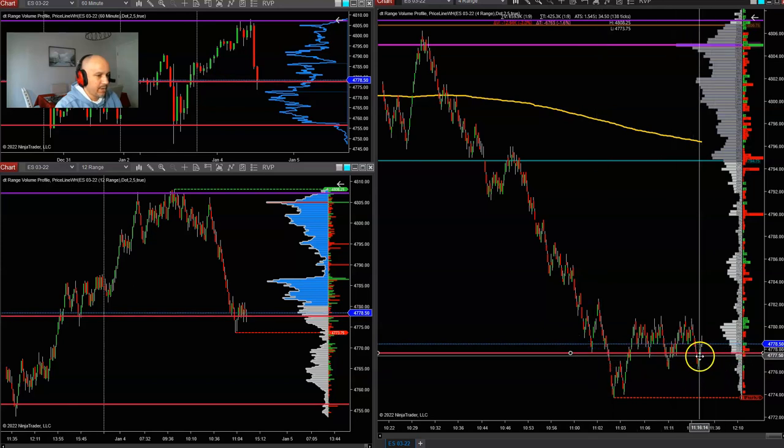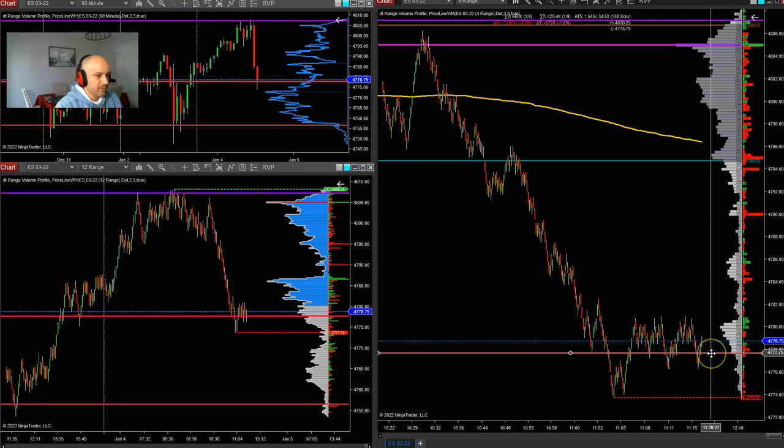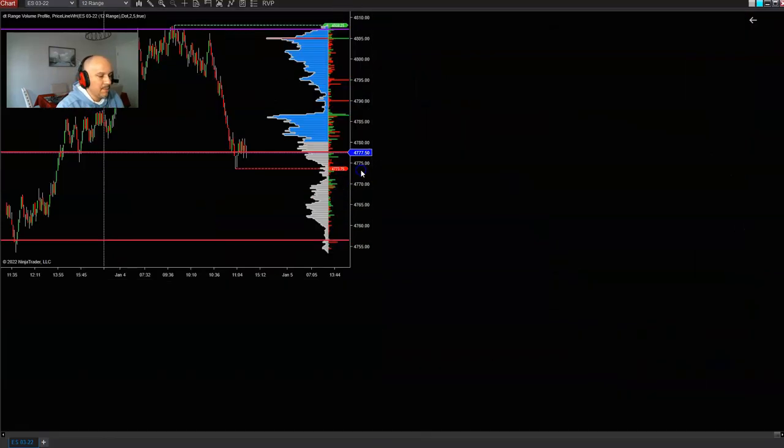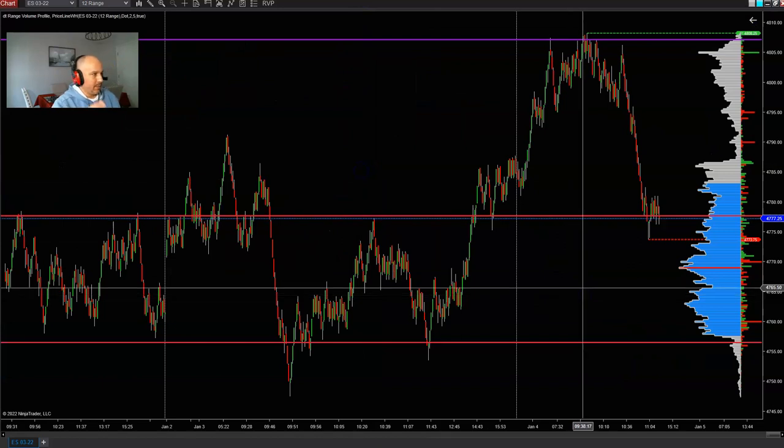It could have been a little long right here, but that's okay. A little long just to this area right here, a couple ticks, nothing much. So I'm going to use this as an example of how to find the best trade setups, how I go about finding my trade setups using volume profile.